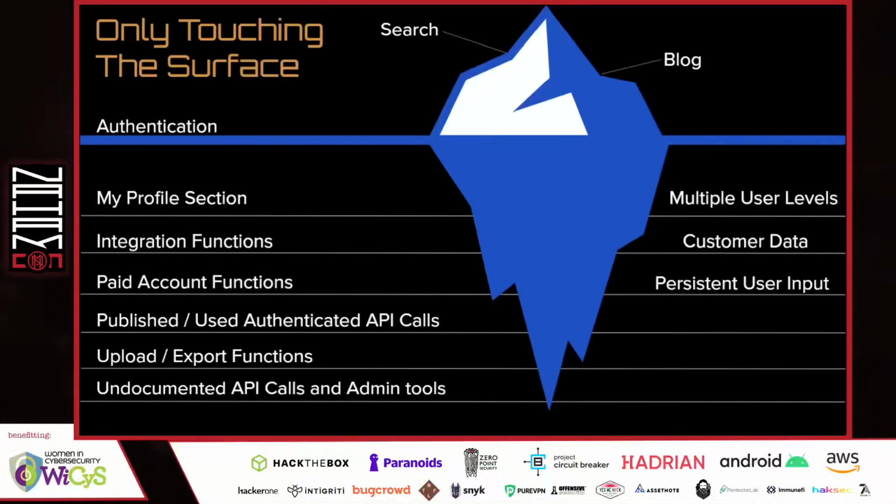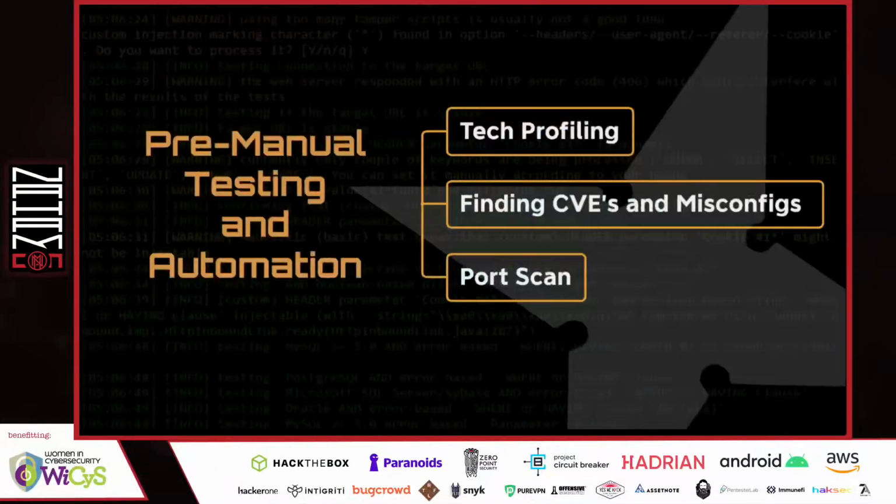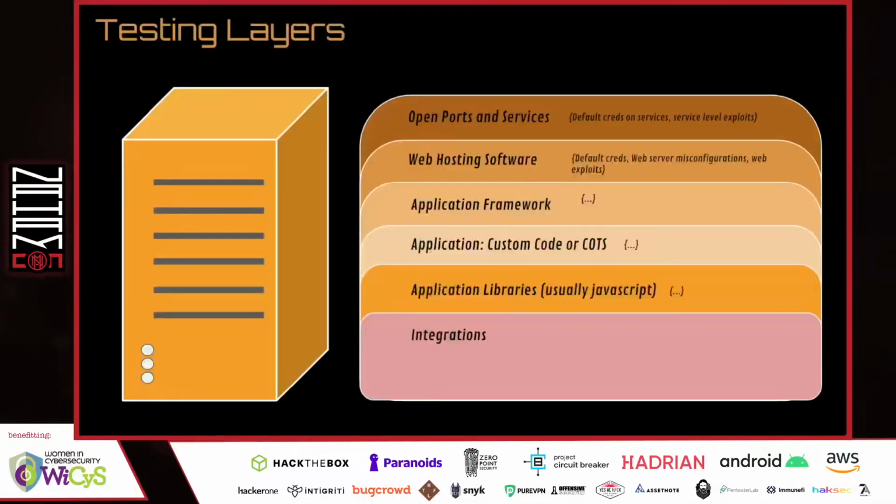This is all past the authentication part of the application. And so this is the last hurdle that you'll need to jump through in order to really get into in-depth testing. So those are the mental hurdles. Now we're going to talk about pre-manual testing and automation. The three sections here that I have it broken down to are tech profiling, finding CVEs and misconfigurations, and port scanning.